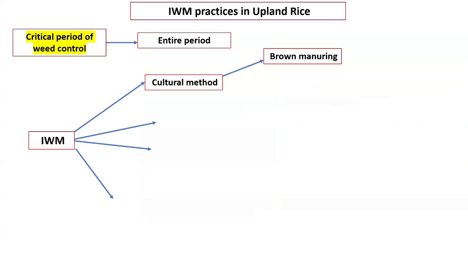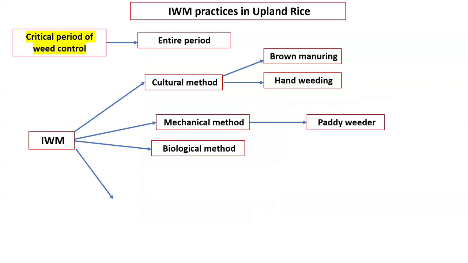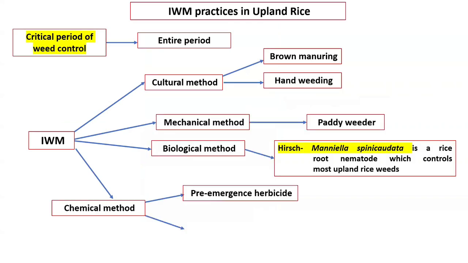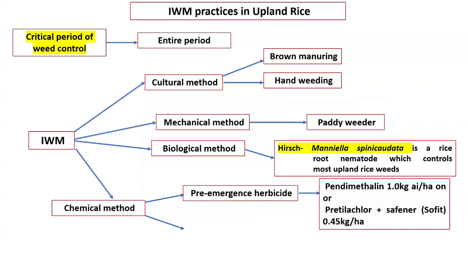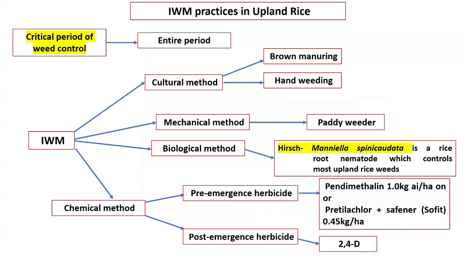Now the other one: upland rice. Transplanted rice means anaerobic rice cultivation, but upland rice means aerobic rice cultivation. For upland rice, the whole season is the critical period. From first to last, we need to keep the field weed free.